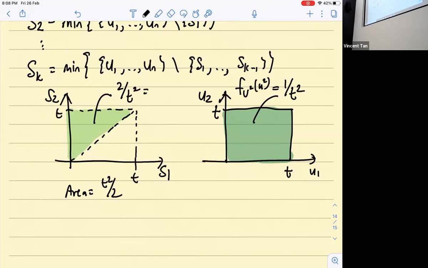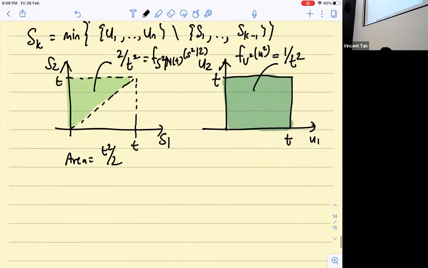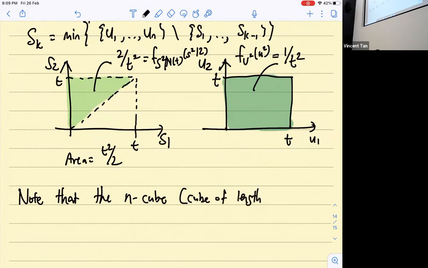And this is equal to f of S2 given N_t, S2 given N. We need this to be 2. Okay? So now let me make a few more comments. Note that in general, the n-cube, so it's a cube of length t in n dimensions.